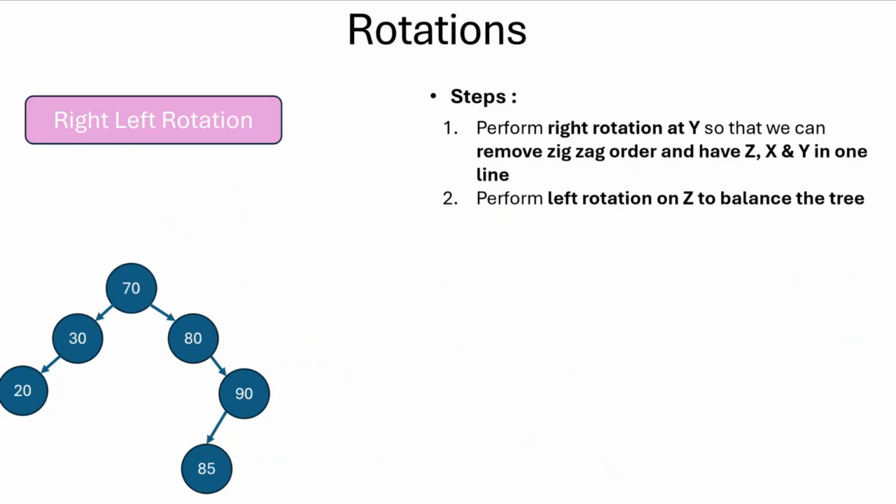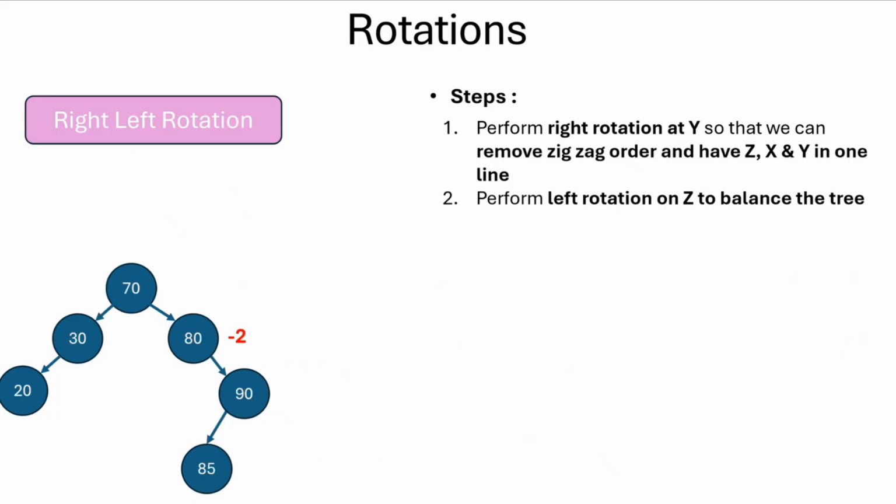Great. But when this happened, 80 became unbalanced. 0 minus 2, minus 2. So minus 2, which is less than minus 1, it means it is right heavy. It means that the right child of 80 is a Y. But Y has more height on the left side. Right? 1 minus 0, 1. So it is right, left. So how can we solve it?